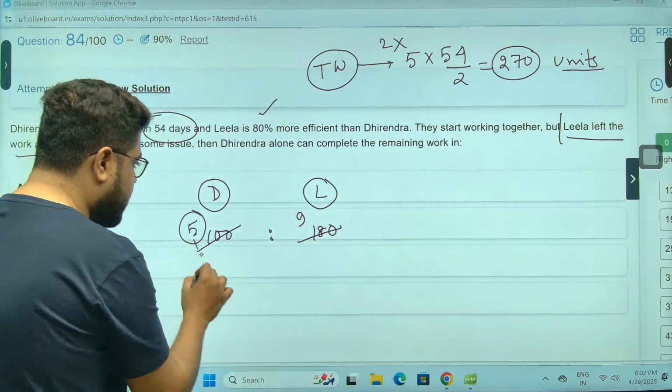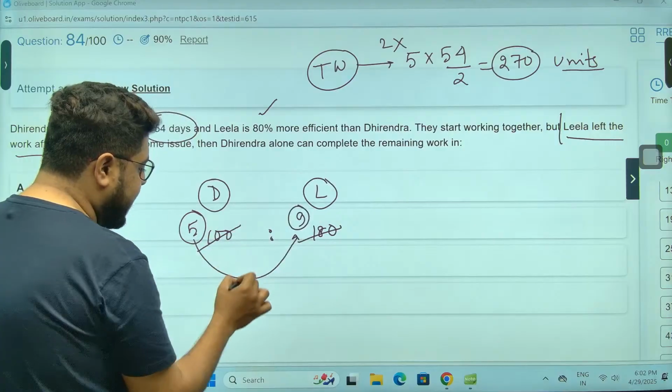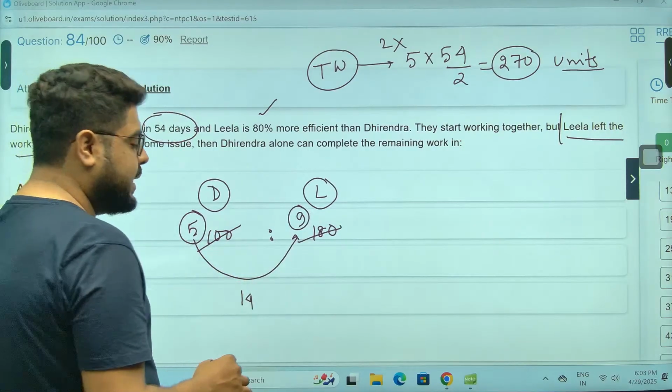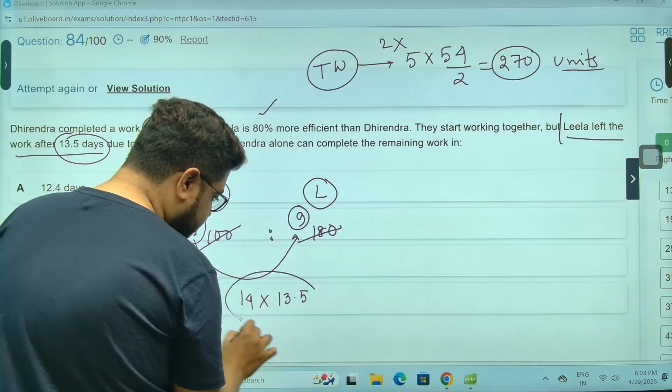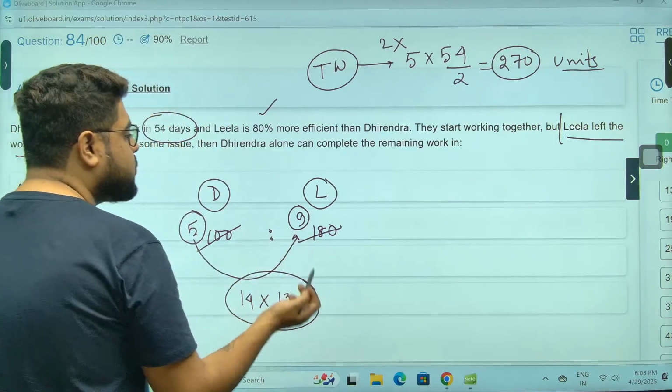If they both work together, they complete 9 plus 5, 14 units every day. They have worked together for 13 and a half days. So how much work is done, and how much work is left?